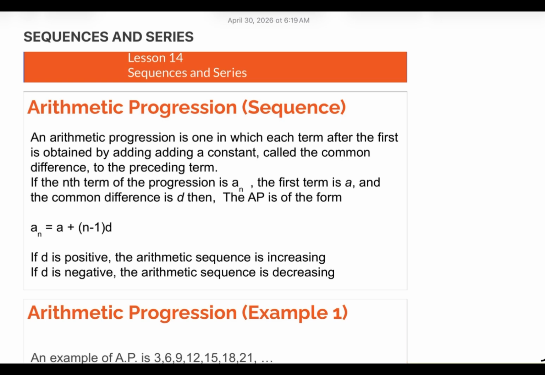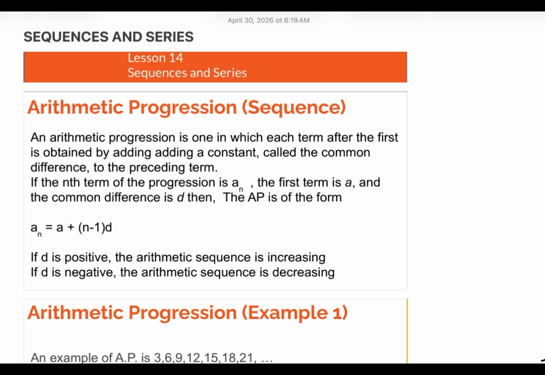Arithmetic progression or sequence. An arithmetic progression is one in which each term after the first term is obtained by adding a constant called the common difference to the preceding term. If the nth term of a progression is a sub n, the first term is a, and the common difference is d, then the AP is of the form a sub n is equal to a plus (n minus 1) times d.